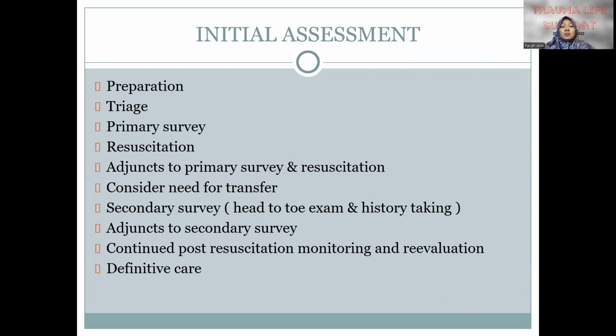We'll be talking about secondary survey. This is a head-to-toe examination, and history taking. Then we perform adjunct to secondary survey. We have to make sure that we continuously do our resuscitation, monitoring, and documentation, and make sure the patient has definitive care.